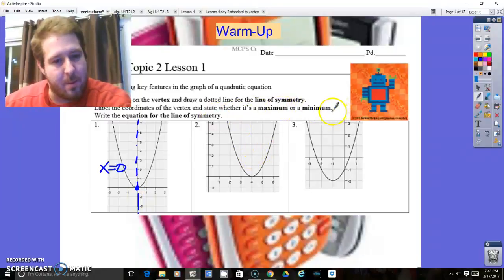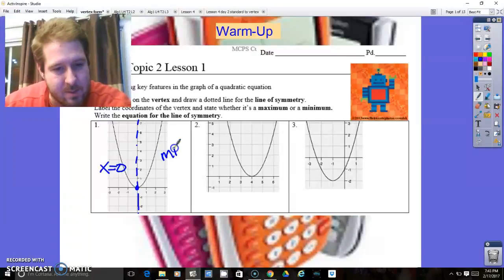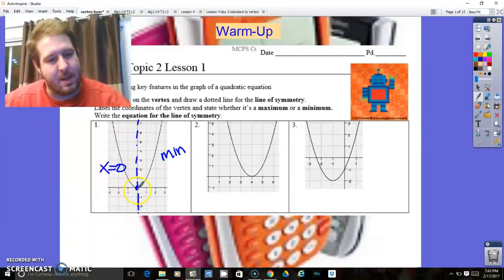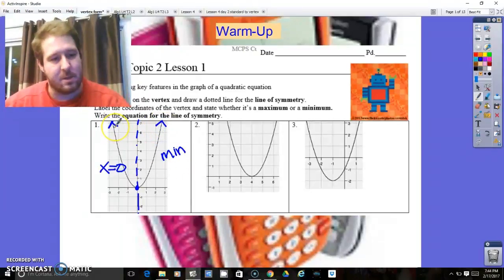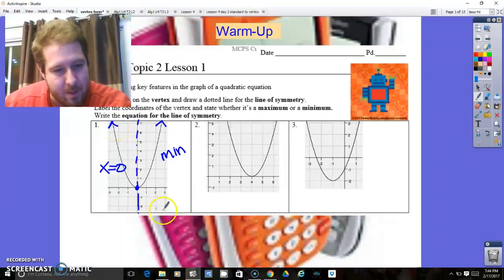Determine whether it has a maximum or minimum. It has a minimum in this case, and the reason why it has a minimum is because it has a lowest point, because quadratic functions either go endlessly up or endlessly down. In this case, there is no highest point because it's going infinitely up, but it does have a lowest point, so it has a minimum. Write an equation for the line of symmetry. Oh, I already did that. Let's go to question number 2.